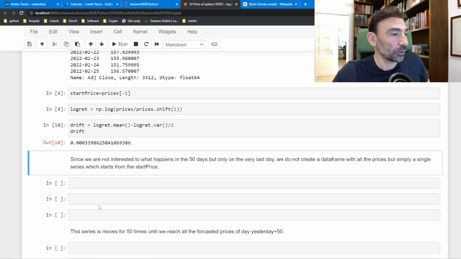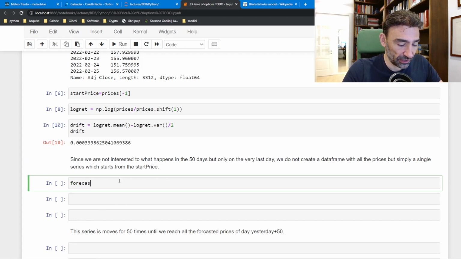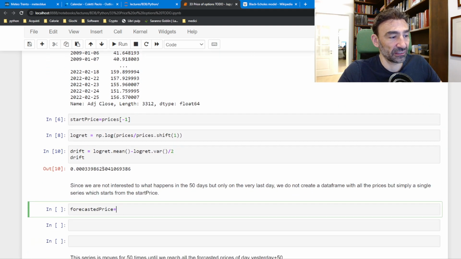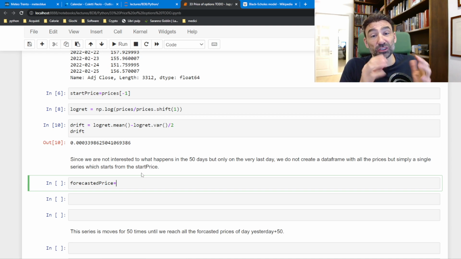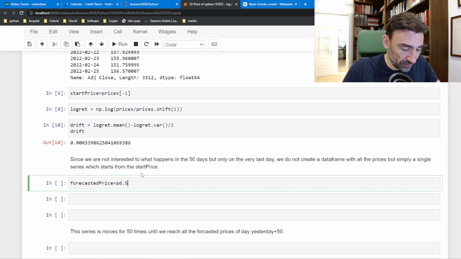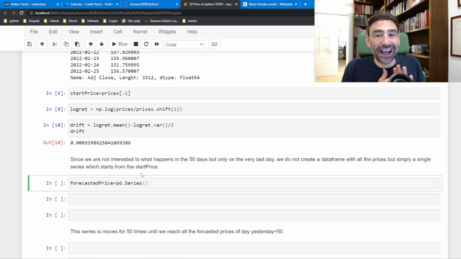So we set up a forecasted price, which will be a series, which for the moment is identical to start price. How many simulations do we want to do? Now we will not just plot a graph. We need a ton of simulations because we want to be very sure. I mean, we are going to invest our money. So pd.Series, create a series with 100,000, I'm not joking, 100,000 elements, which will all be equal to start price.